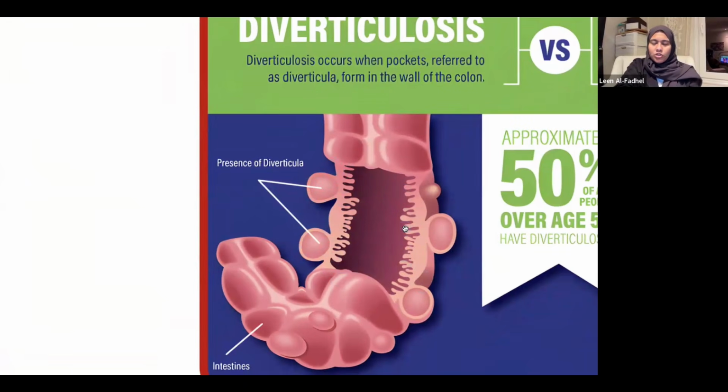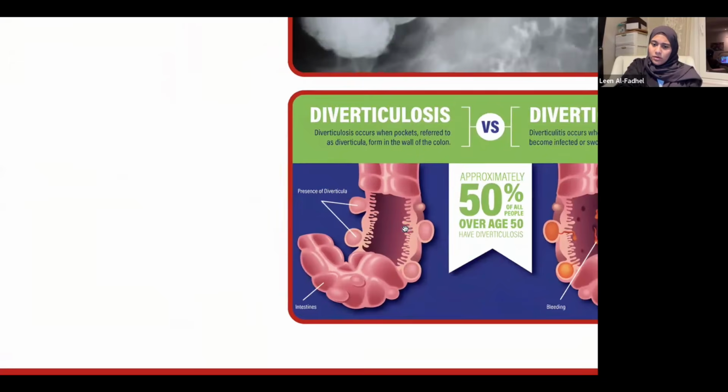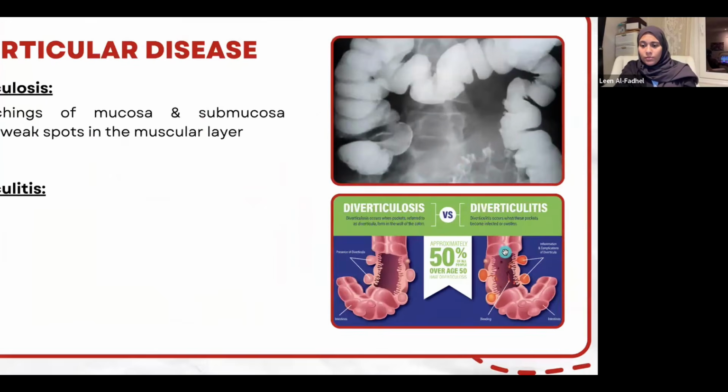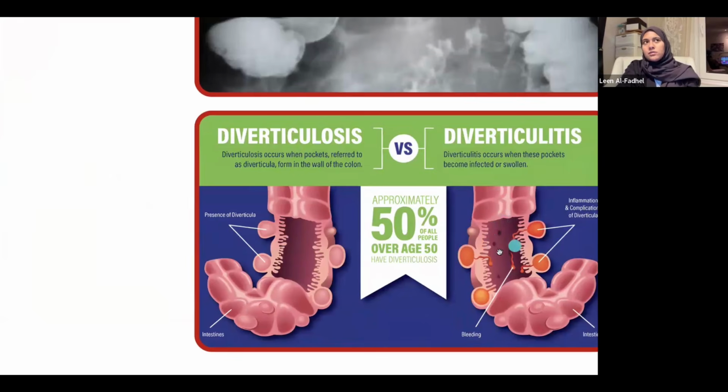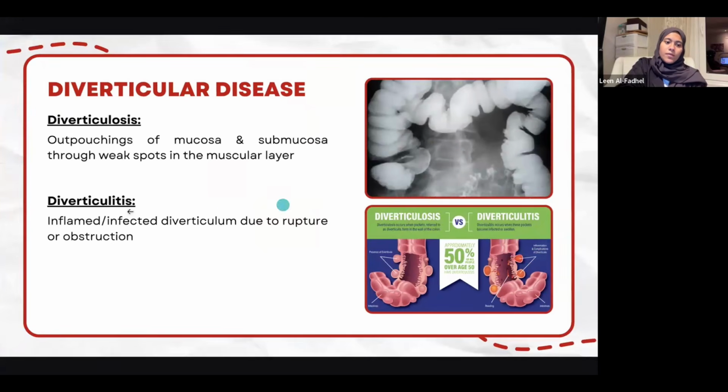Now, I'm pretty sure this is all right. This is like benign. Okay, it is a risk factor, but it is benign. It's okay. But when does it become a problem? It becomes a problem when an artery is ruptured or obstructed in this area, and that will cause bleeding, and that can lead to inflammation, and it can also lead to infection. So, diverticulitis is inflamed or infected diverticulum due to rupture or obstruction of the arteries that are present here.